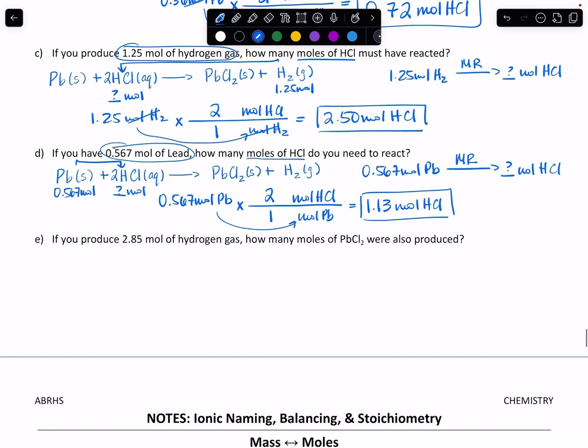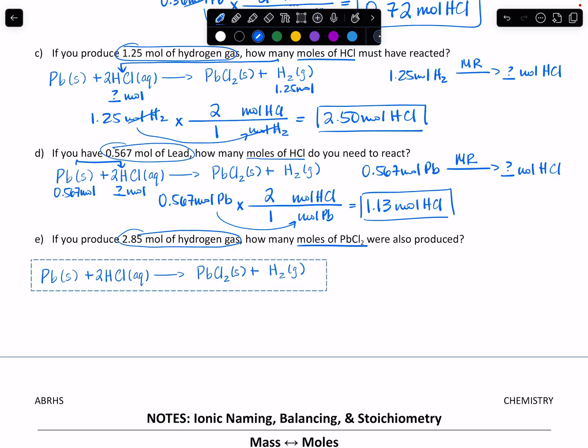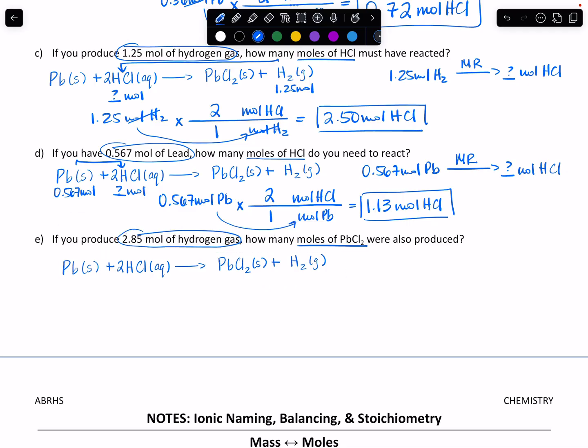So last one. If you produce 2.85 moles of hydrogen gas, how many moles of PbCl2 were also produced? So this time we've got 2.85 moles of hydrogen gas, and we're asked for moles of PbCl2. This is a product to product conversion, but still one step, right? 2.85 moles of hydrogen gas. We're trying to convert that into moles of PbCl2.